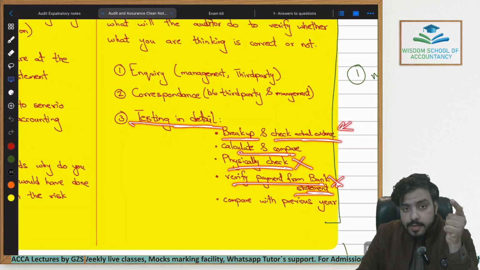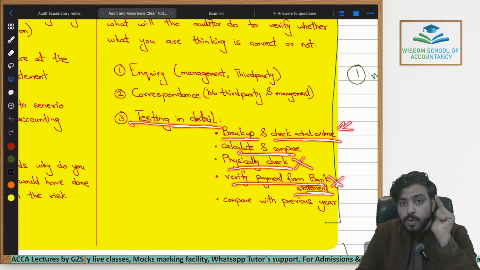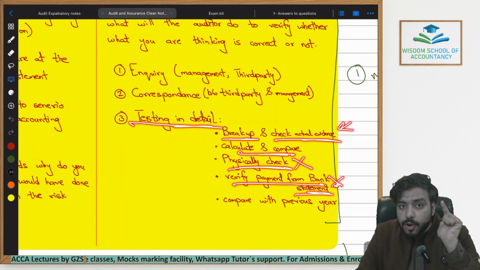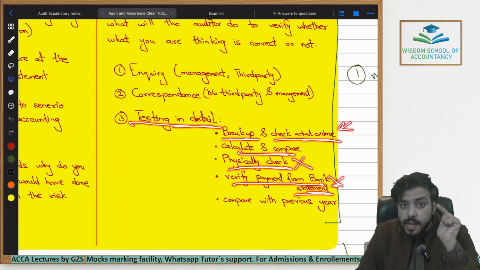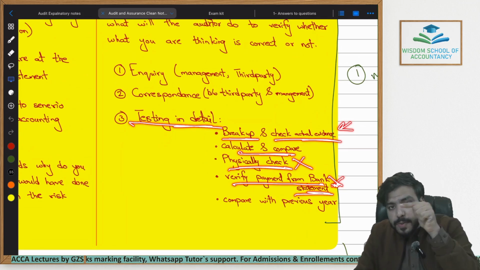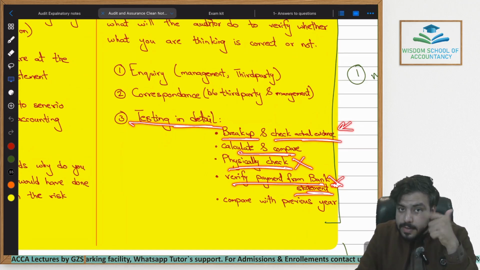We are creating the risk that management may have recorded this as revenue. Has management recorded this as revenue or not? That is the risk here. We need to perform some kind of a test which verifies whether this has been recorded in revenue or contract liability. We need that kind of a test.